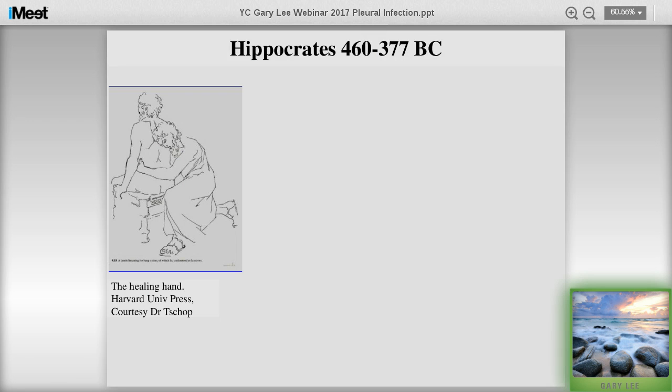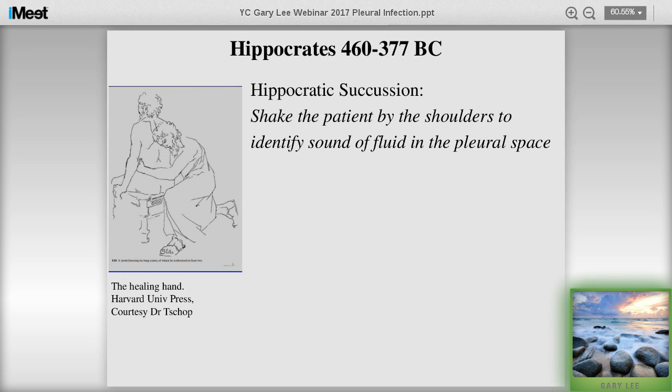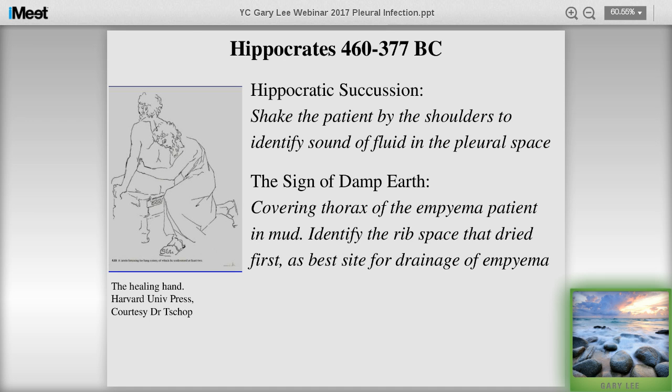Hippocrates is always my hero when it comes to pleural disease. Back in about 400 years before Christ, he was publishing a lot on pleural infection. He didn't have ultrasound, he didn't have x-ray, he didn't even have a stethoscope, so he used to shake the patient by the shoulders to identify the sound of fluid in the pleural space. I've tried it a couple of times. I'm not as good as he is, and I couldn't make it work, so I wouldn't recommend it. He also described the sign of damp earth, which is to cover the thorax of the empyema patient in mud to identify the rib space that dries first as the hottest spot.